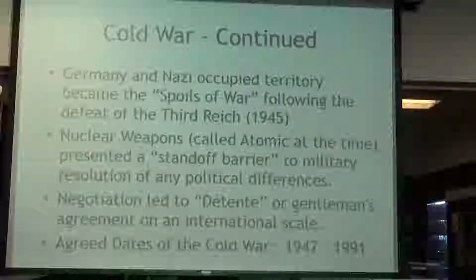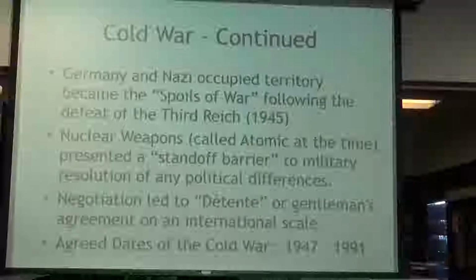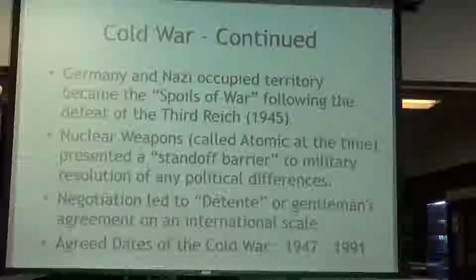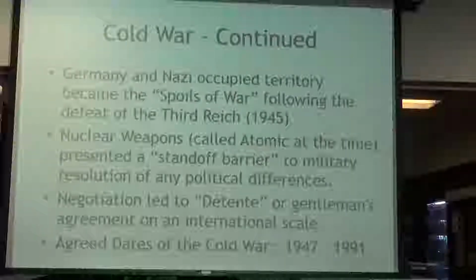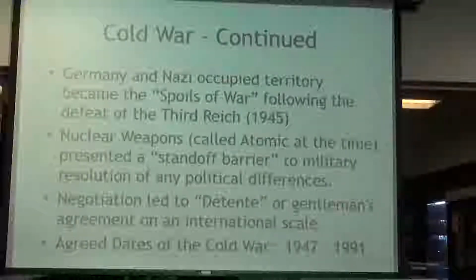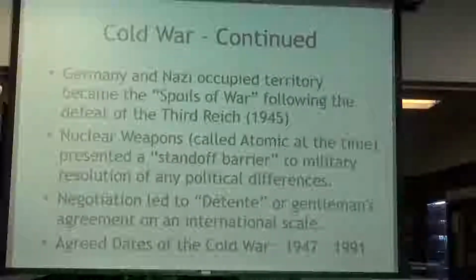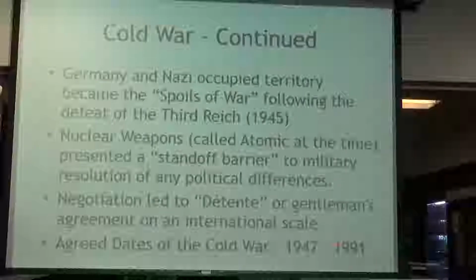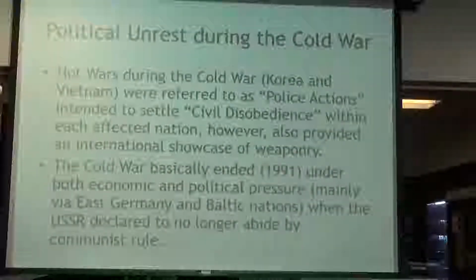And so then nuclear weapons, called atomic at the time, presented a standoff barrier to any military resolution of any political differences. So negotiation had to lead to something called détente, or gentleman's agreement, on an international scale. It was an agreement to disagree, more or less. And the agreed dates of the Cold War are from 1947 until 1991. We'll talk about that a little bit.